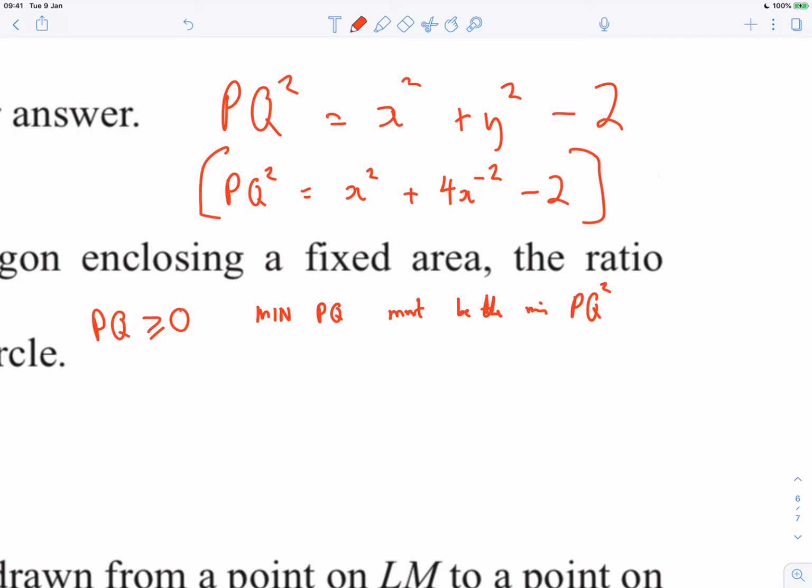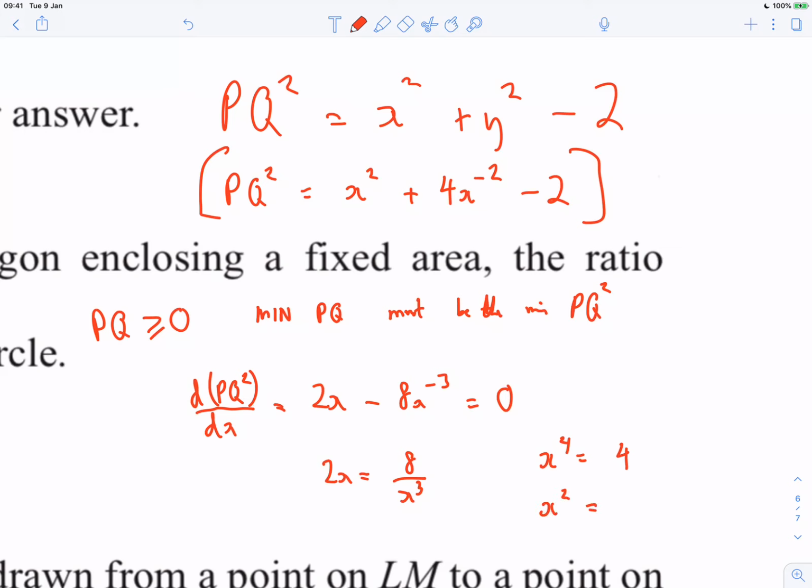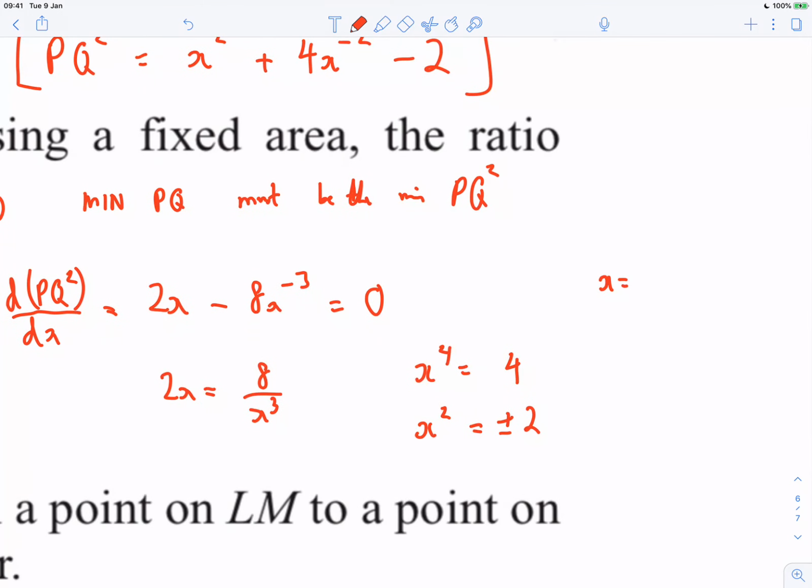Okay, so if we just differentiate this quantity PQ squared with respect to x, x squared becomes 2x, 4x to the minus 2 becomes minus 8x to the minus 3, and the negative 2 becomes 0. If we set this equal to 0, then we'll get 2x equals 8 over x cubed, because that's what x to the minus 3 is. If we times by x to the 3 both sides and divide by 2, we get x to the 4 equals 8 over 2, which is 4. We square root both sides, x squared equals plus or minus the square root of 4, which is 2. Plus or minus square root again, we'll get x equals. Now, we're dealing with real things, so we won't worry about the minus 2. If we square root 2, we'll get plus or minus root 2. And again, x has to be a positive value, so you won't bother about the minus root 2.